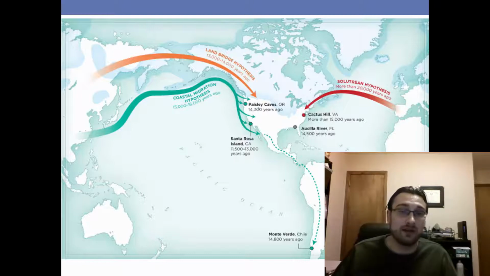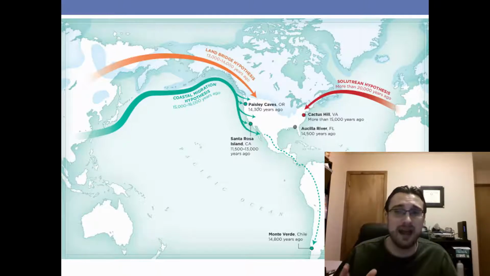Another very popular story is the coastal migration hypothesis. Now, one of the problems with the land bridge hypothesis is that the earliest sites aren't necessarily where you'd expect them to be. If the land bridge was the only or the main way that the population occurred, you'd expect the earliest sites to be in Alaska and northern Canada and on the west coast of the United States. As you can see just by looking at our map here, some of the very earliest sites are in the eastern side of the United States and in South America, places you absolutely would not expect them to be if you were talking about only a land bridge hypothesis.